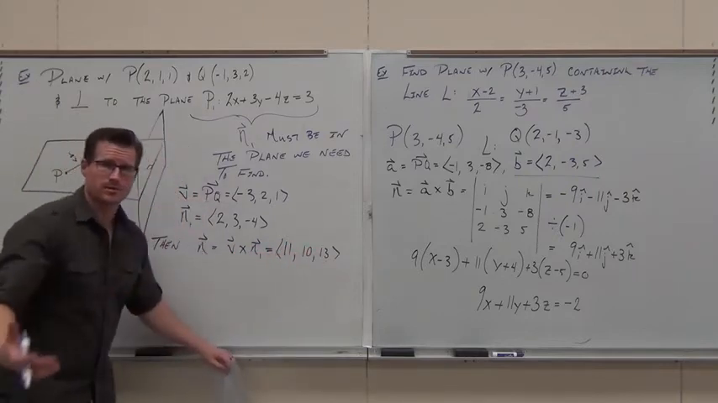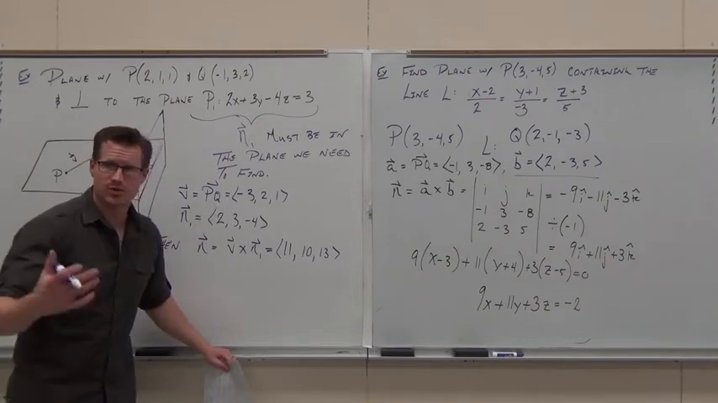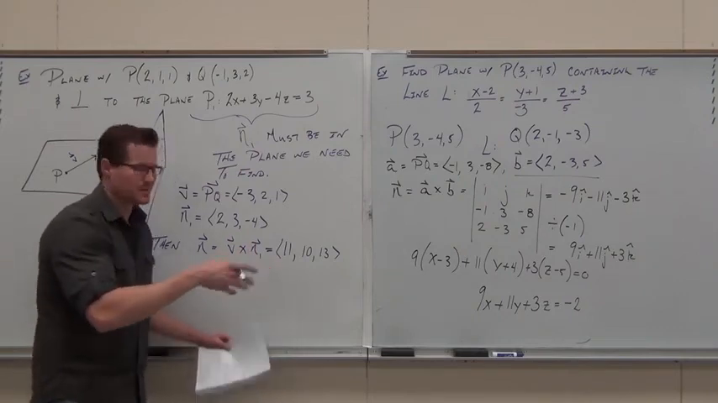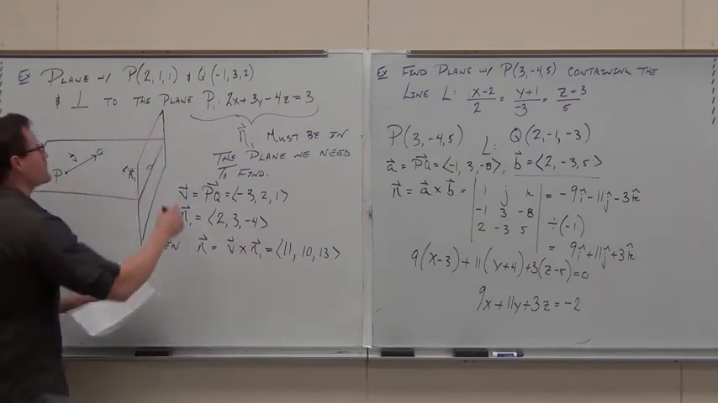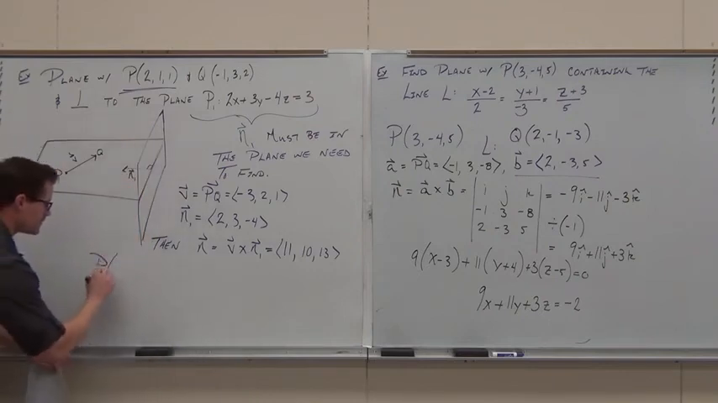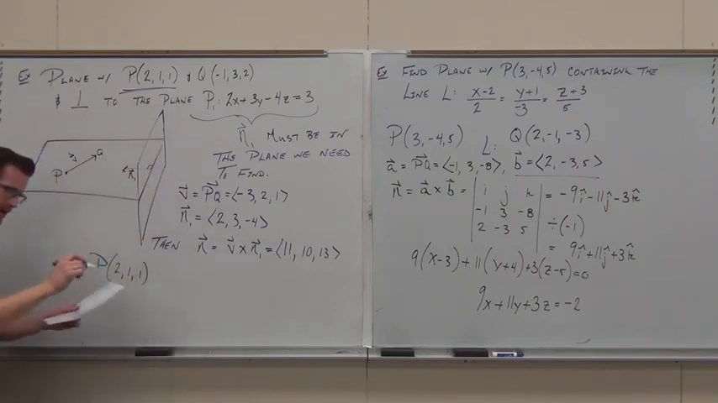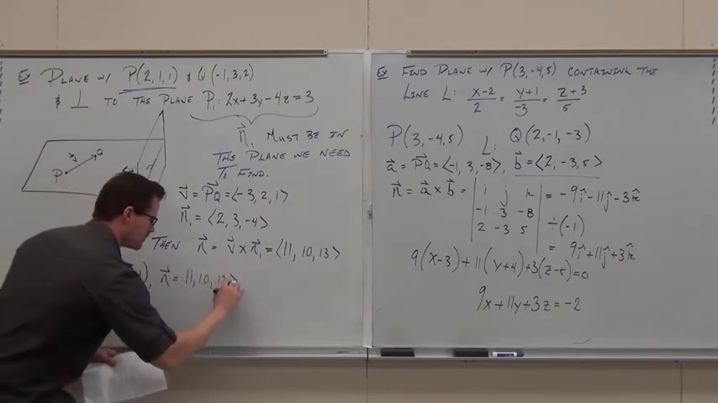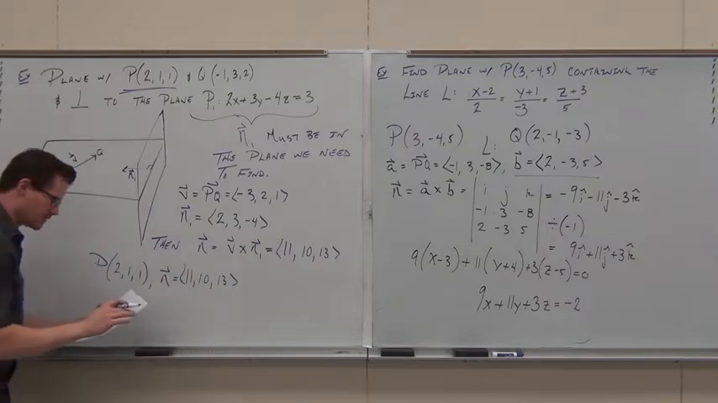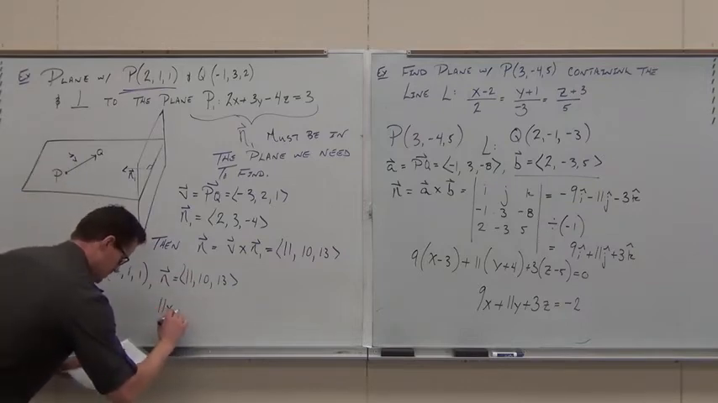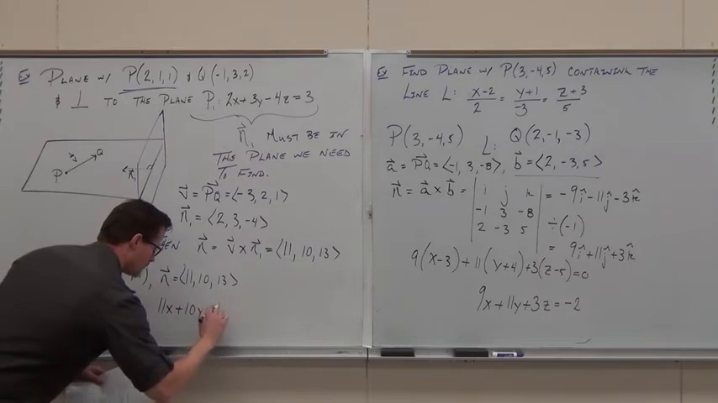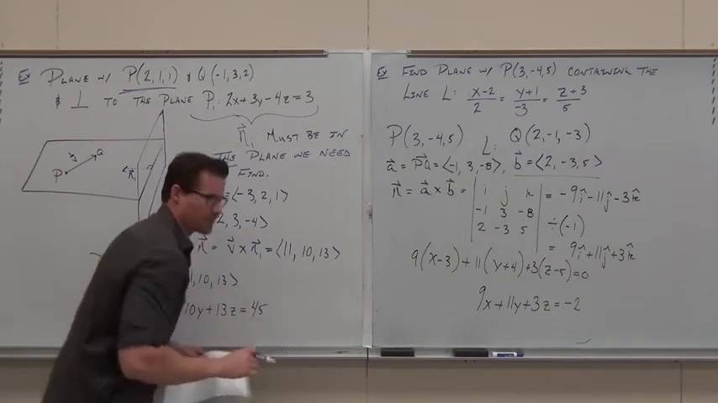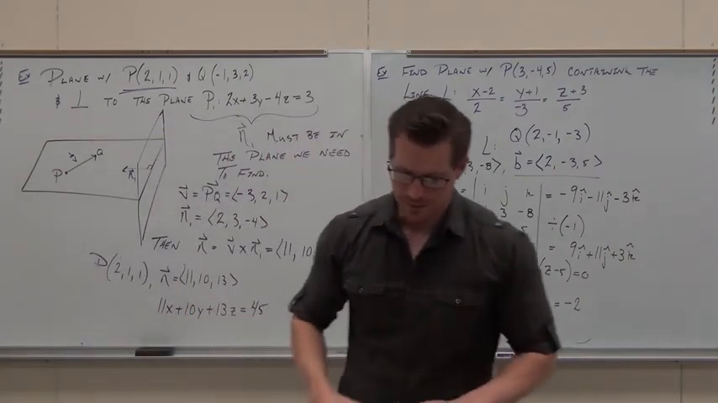Now, do I have a point? Yes. Which point do you want to use? P. Doesn't matter. Do you have a normal vector? Yes. Now that you did the cross product, yeah, you do. So when I put that all together, I've got point. I've got normal. And all this yields, when I put it together, that right there. That's the plane that we would just find.